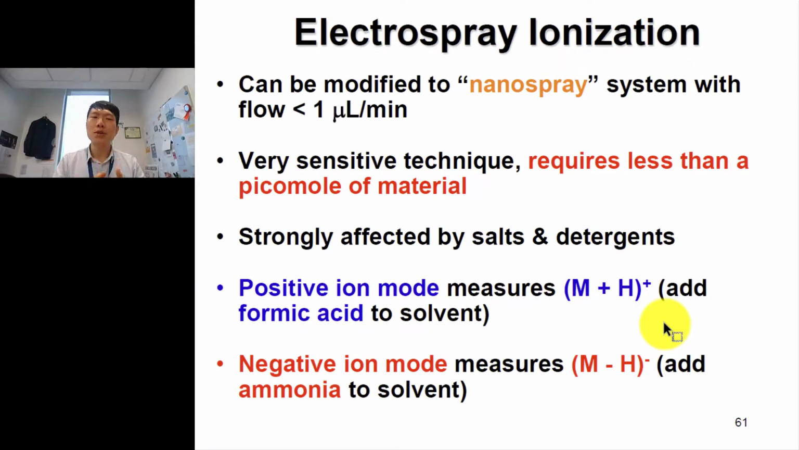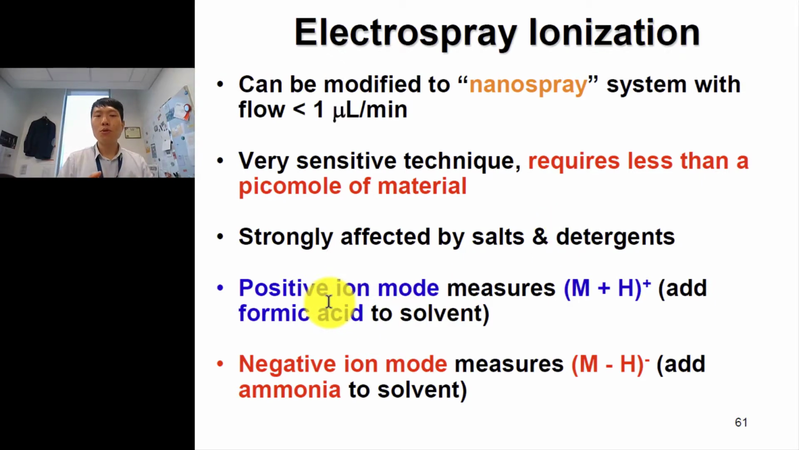Now how can we modify this into a nanospray system with a flow of less than 1 microliter per minute? Because it's so precise and fine, it's highly sensitive, and therefore you need less than a picomole of the material. And of course, when it's so small, it's highly affected by the little presence of salt and detergent. Because again, we want to make it very little and make sure that all the solvent has dried up. So when you have even a minute bit of salt, it's not helpful.